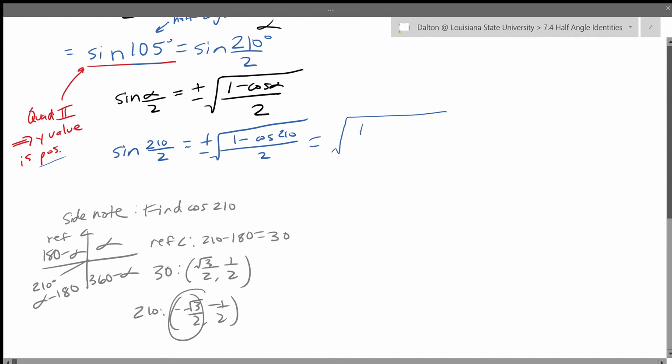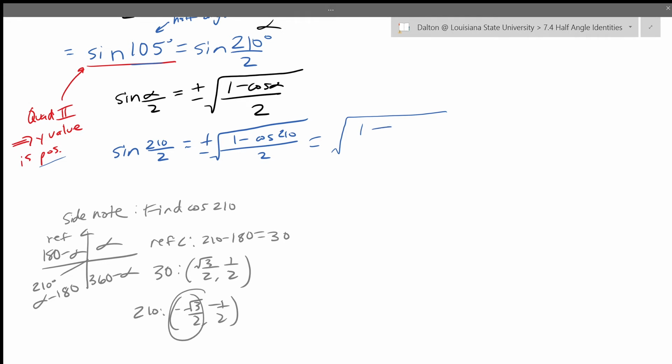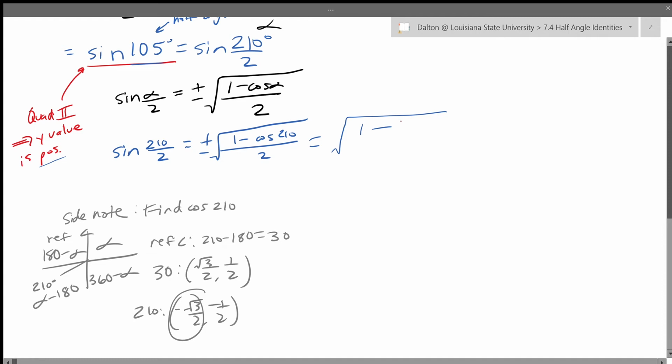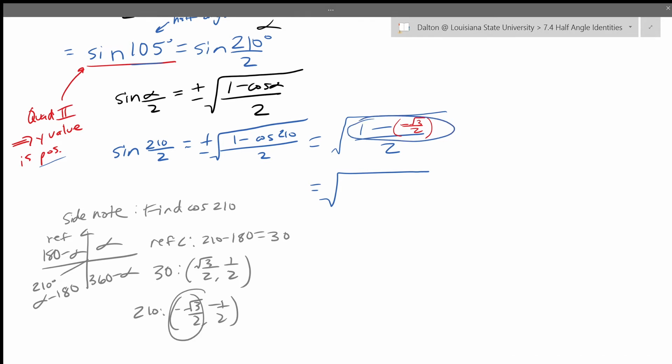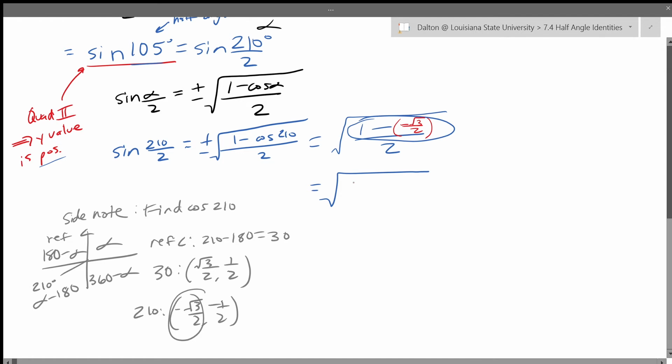I'm going to do 1 minus the cosine of 210. We just did this side note over here to figure out, it's going to be negative square root of 3 over 2. And then all of this is over 2. So my goal is just to algebra this puppy until I get it as simplified as possible. Well, the first thing I want to do is in this numerator, so everything other than 2, I have 2 separate numbers being subtracted, and I want to give them common denominators so that I can subtract them. So I'm going to change that 1 to 2 over 2 minus square root of 3 over 2 all over 2.